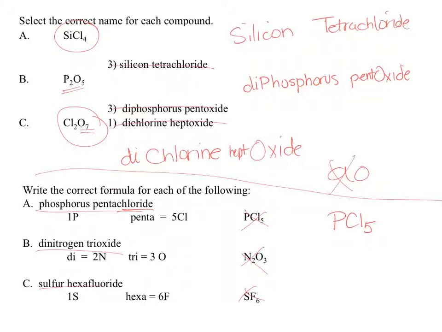Letter B, dinitrogen trioxide. Nitrogen and oxygen are the two elements. Dinitrogen means two nitrogens. Trioxide means three oxygens. Finally, sulfur hexafluoride. Sulfur is S. Fluoride comes from fluorine, which is F. There's no prefix on sulfur, so assume quantity is 1. Hexa is 6, and hexa is with the fluoride, so there's 6 fluorides.